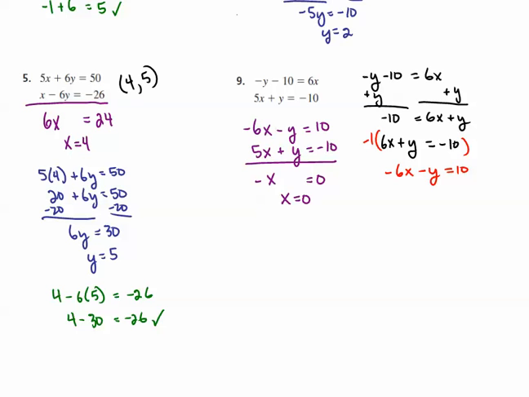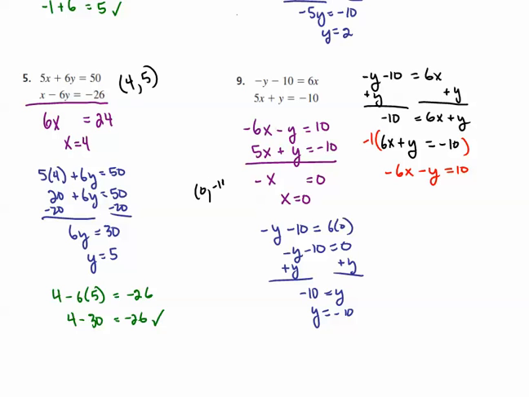All right, we're going to take that x equals 0, plug it into the first equation. Negative y minus 10 is equal to 6 times 0. Negative y minus 10 is 0. Add 10. Actually, I can add y to the other side. That'll actually save me a step. Negative 10 is y. That means y is negative 10. So it appears that my solution is x is 0, y is negative 10.